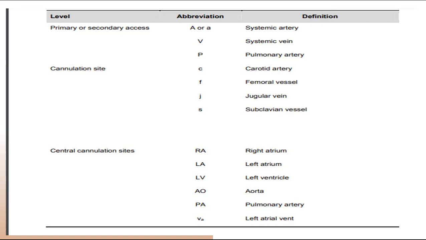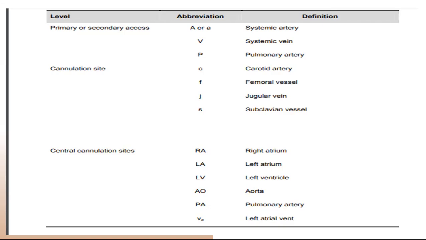If you're using a central cannulation site, don't forget one important point here. If it is a central cannulation kind of ECMO, the chamber that you're cannulating should be labeled with capital letters, two letters. The right atrium is RA, left atrium is LA, LV is your left ventricle, aorta is AO, pulmonary artery is PA. The minute I see the ECMO is like V with capital RA in the bracket, that means it's a central kind of ECMO. That is to be understood here.